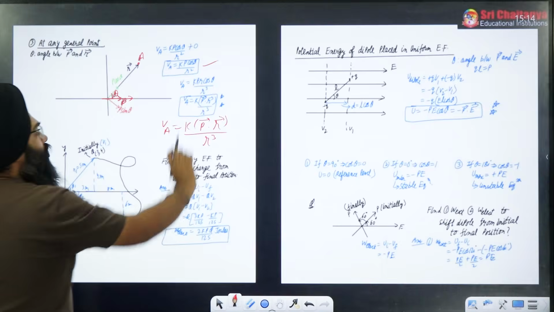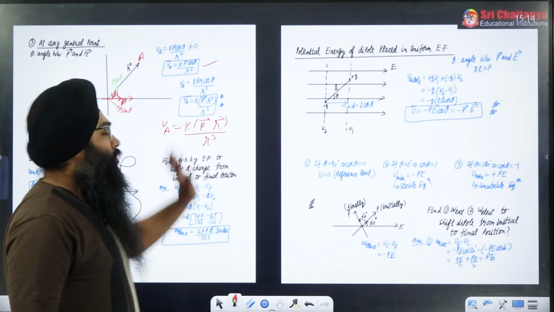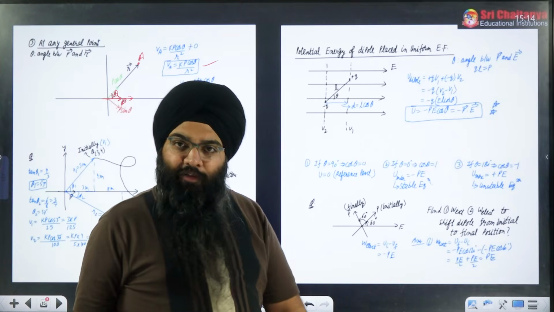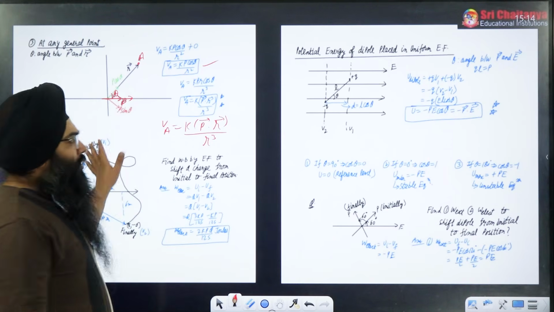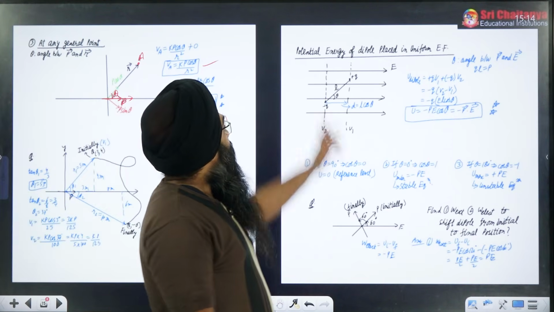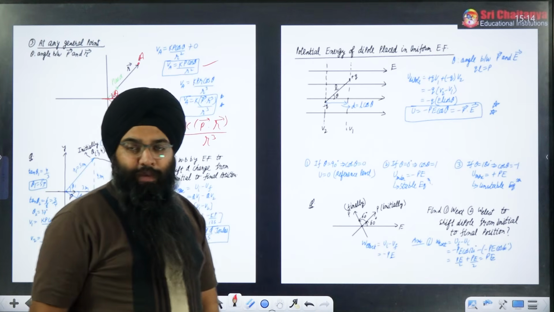So wherever P vector dot r vector is positive, the potential will be positive. Wherever P dot r is negative, the potential will be negative. Okay, so based on this, you have to remember all these things. Okay? Potential energy of the dipole placed in a uniform electric field.